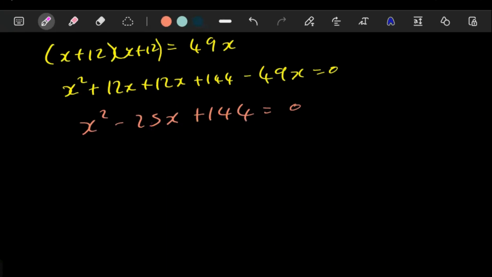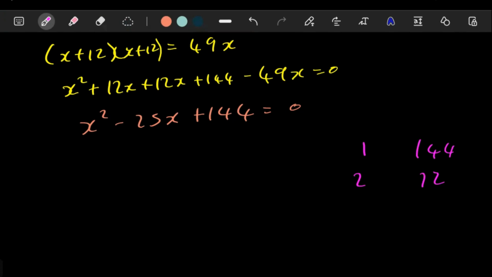Well, I was thinking of 24, 12 and 12. 12 and 12 give us a 24. But then the next best thing you could be thinking to yourself is, let's just see from the bottom. Maybe we might get something. 1 and 144 don't give us 25. 2 and what? 144 divided by 2 is 72. This won't work.